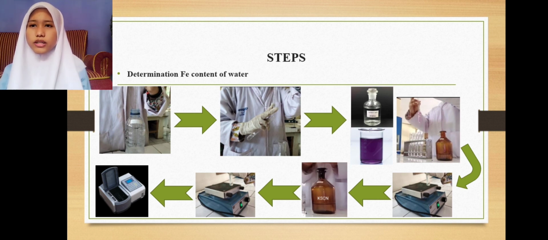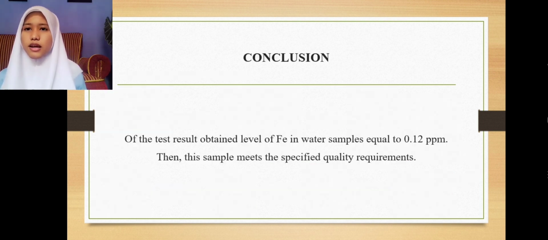And then homogenize using a shaker. After that, add 0.25 ml potassium thiocyanate using a dropper. Then homogenize again using a shaker. Finally, measure the sample with a spectrophotometer at a wavelength of 480 nanometers. My presentation has been completed.